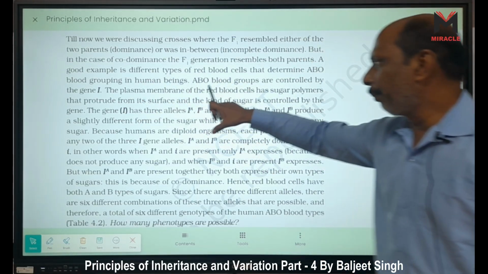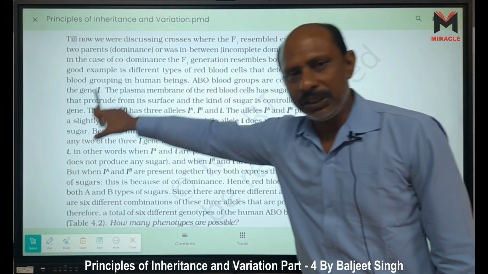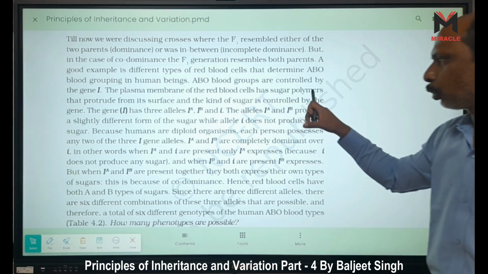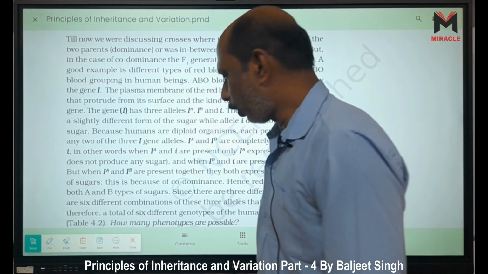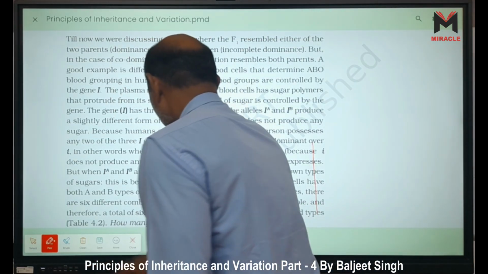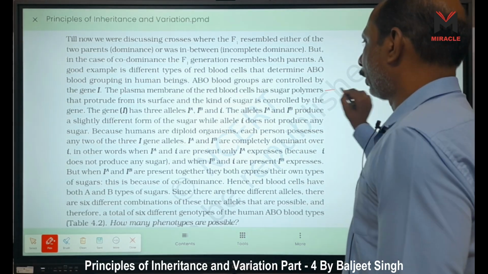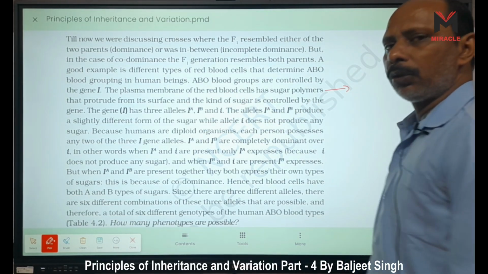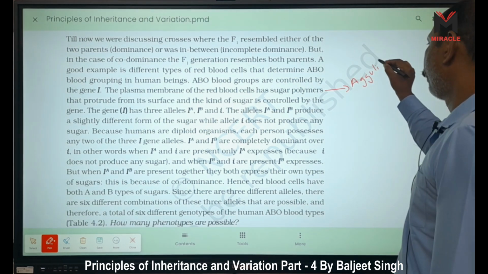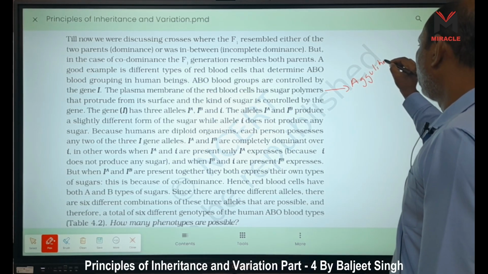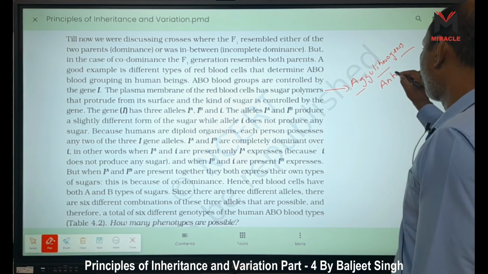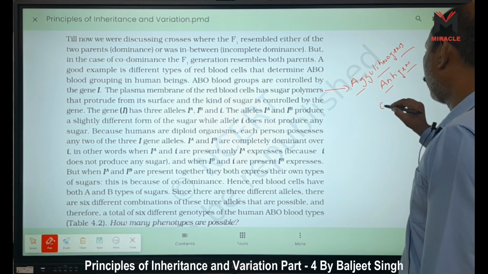Okay, a good example of different types of red blood cells is the ABO blood grouping in human beings. ABO blood groups are controlled by the gene I, right? Here the plasma membrane of the red blood cell has a sugar polymer. Which polymer is there? It is agglutinogens, which are called antigens, and they are glycoproteins.